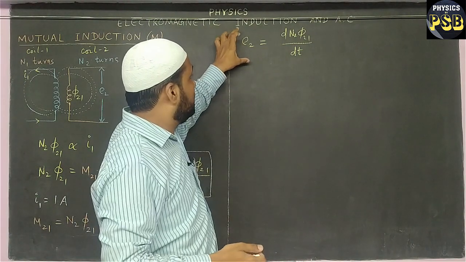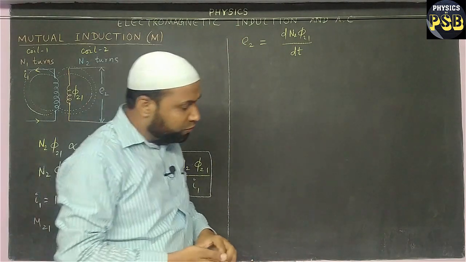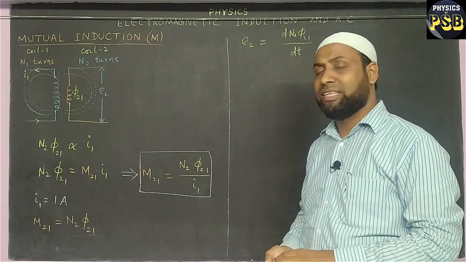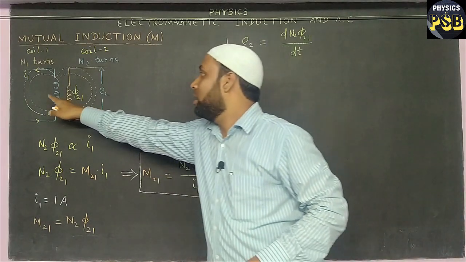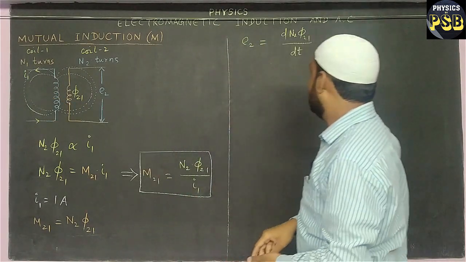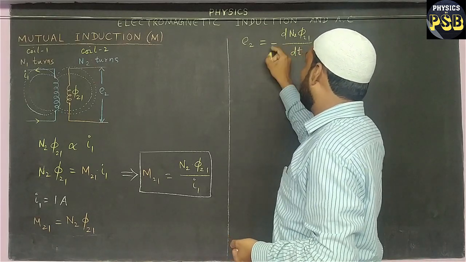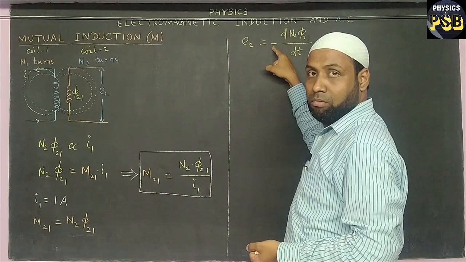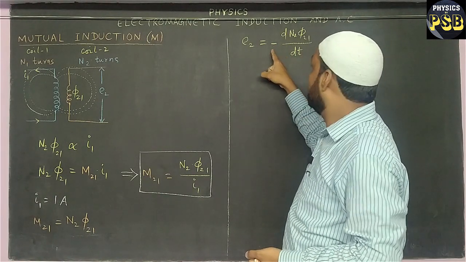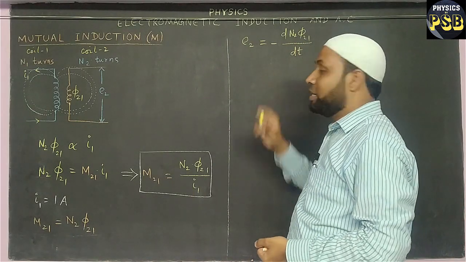Here the induced EMF always flows in a direction to oppose the cause. Here the cause is the changing current in the first coil. So according to Lenz's law, I have to write a minus sign here. This represents the direction of the induced current.